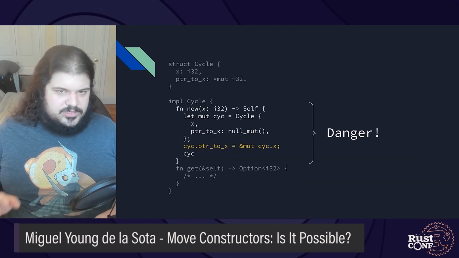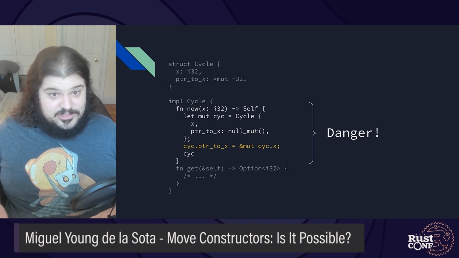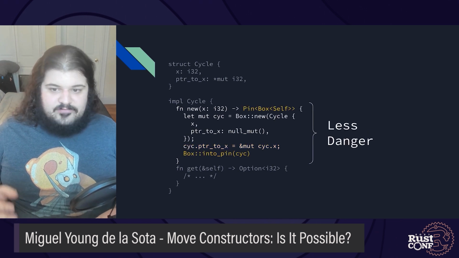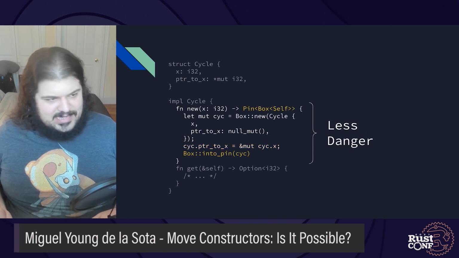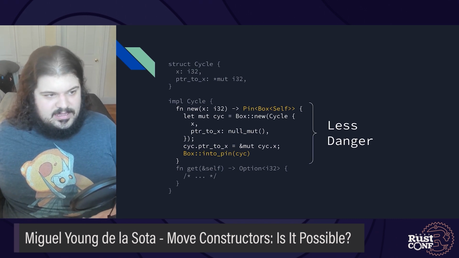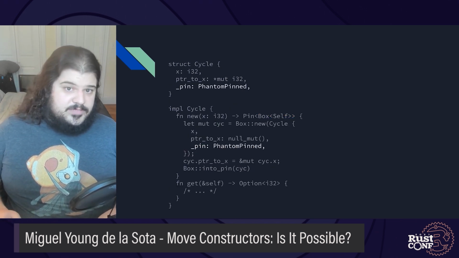So let's go back to our dangerous implementation of cycle new, because due to this move, it immediately invalidates the raw pointer we create. If we use pin, we avoid this entirely. By returning a pinned box, we ensure that we can't move out of it at any time. It certainly doesn't move when we return out of it. We also need to make sure that it's pinned.